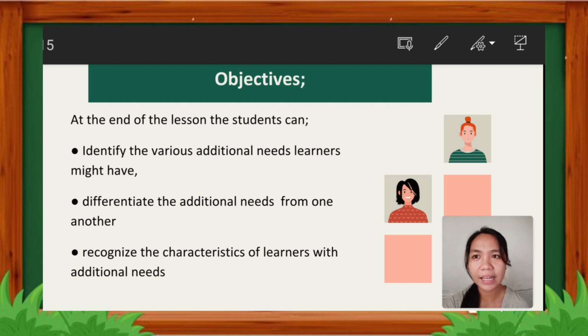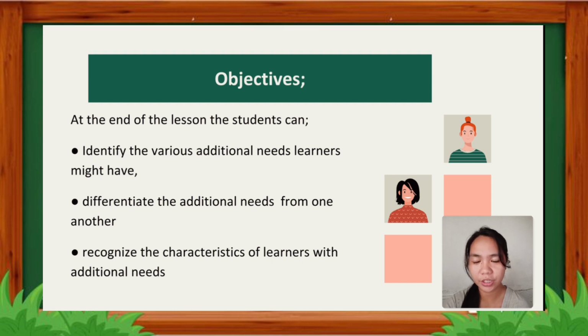Before we proceed, allow me first to read to you our objectives. At the end of the lesson, the students can first identify the various additional needs learners might have. Second is differentiate the additional needs from one another. And lastly is to recognize the characteristics of learners with additional needs.